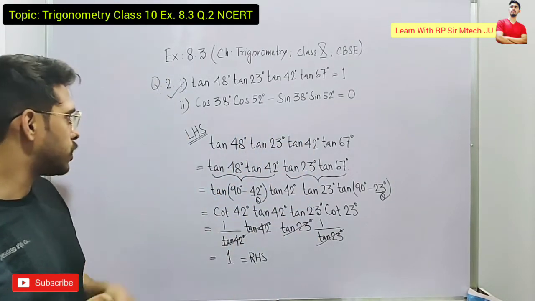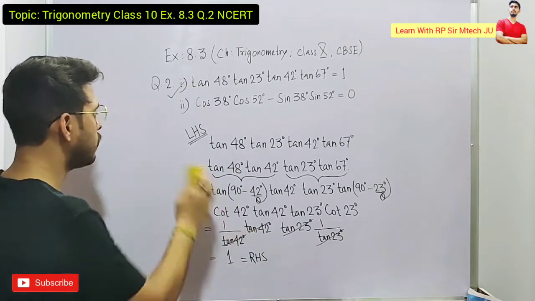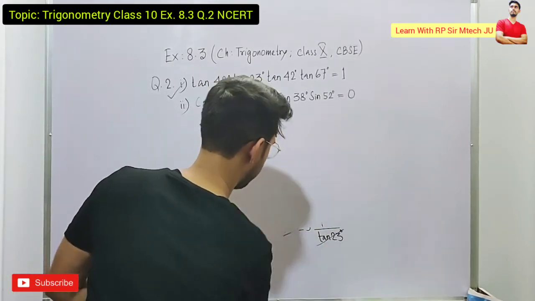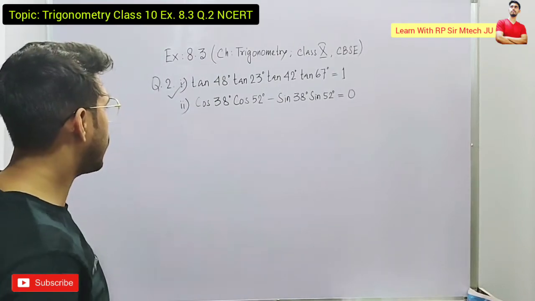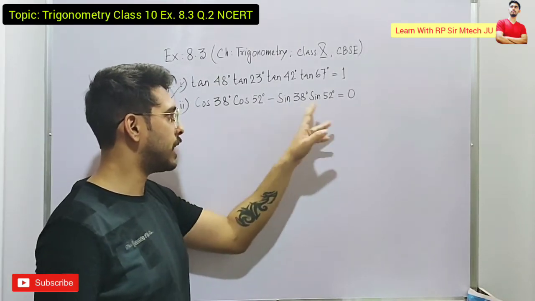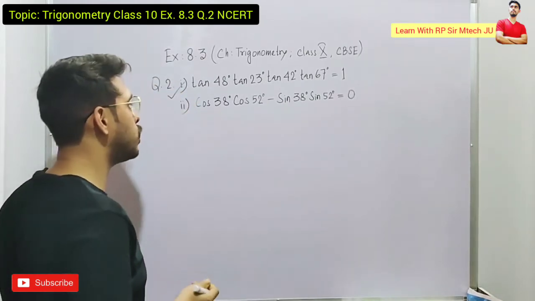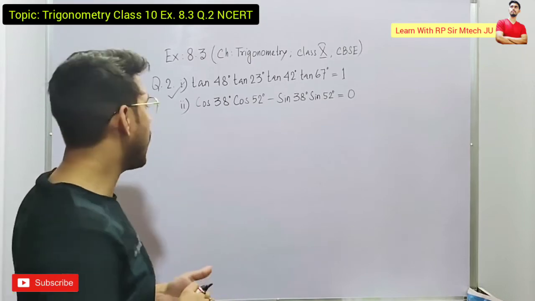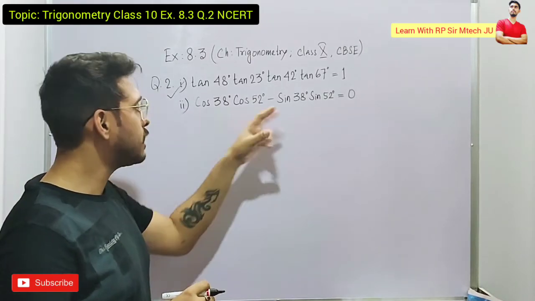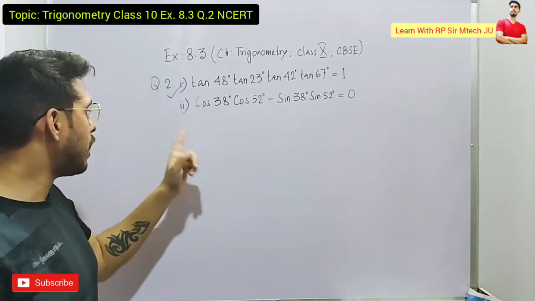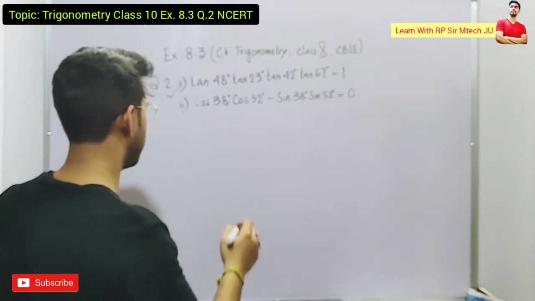So now we are moving on to the next question. Now in the second question we have cos 38 cos 52 minus sin 38 sin 52. We have to prove that this is equal to 0. So same process we are going to apply. Now how we are going to find this out? Now see, there are 2 cos here, there are 2 sin here. So we will have to alter one of them from each. Okay, let us see how this is done.